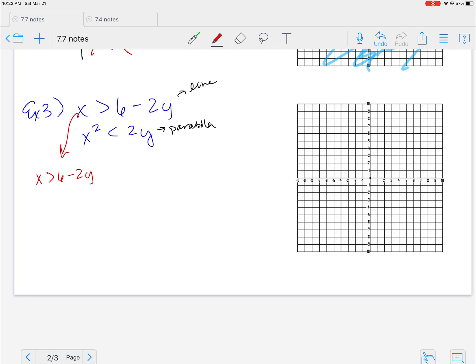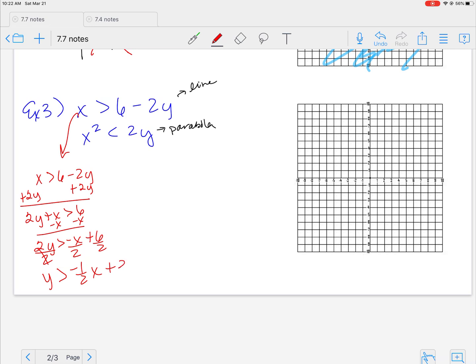I'm going to add 2y so that I don't have to worry about my sign. So I have 2y plus x is greater than 6. Subtract x from both sides. 2y is greater than negative x plus 6. Divide both sides by 2. Y is greater than a negative 1/2 x plus 3.